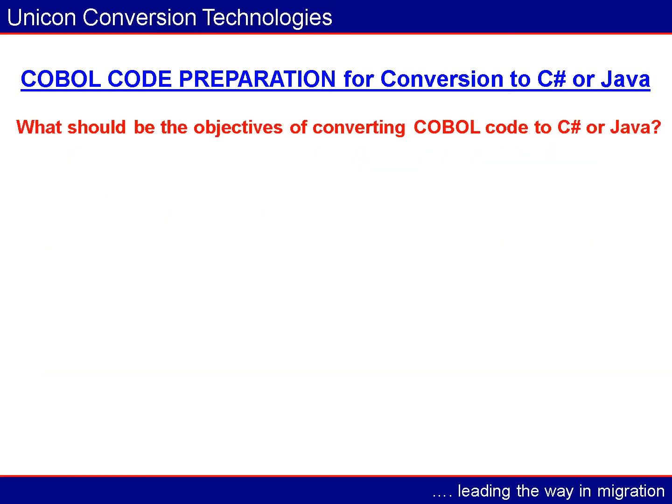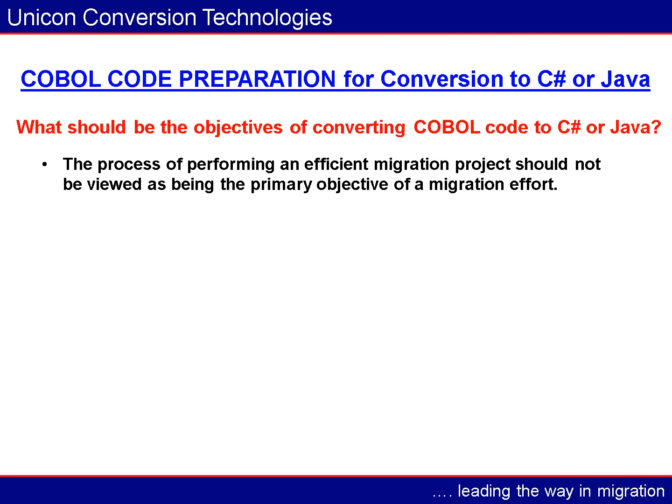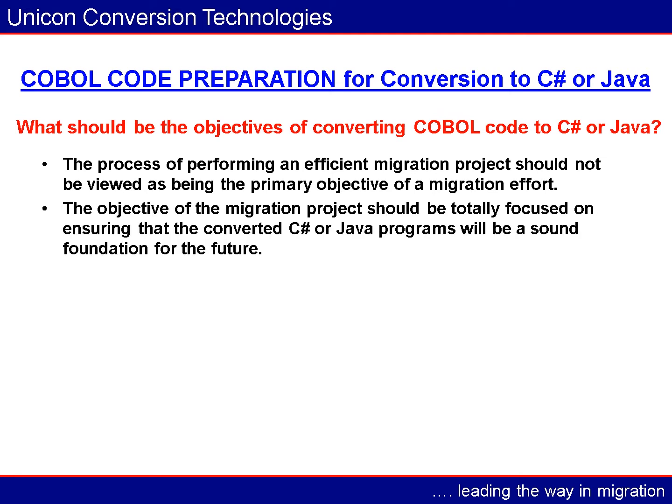So let's start with the question, what should be the objectives of performing a migration project to convert COBOL code to C# or Java? This may sound a strange statement to make, but the process of performing an efficient migration project should not be viewed as the primary objective of a migration effort. The objective of a migration project should be totally focused on ensuring that the converted C# or Java programs will be a sound foundation for the future.